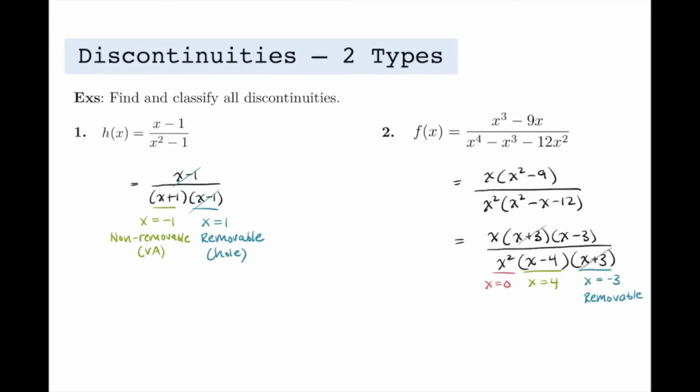The x equals 4, there is no factor in common. There's no x minus 4 up top. So that x equals 4 discontinuity is non-removable.